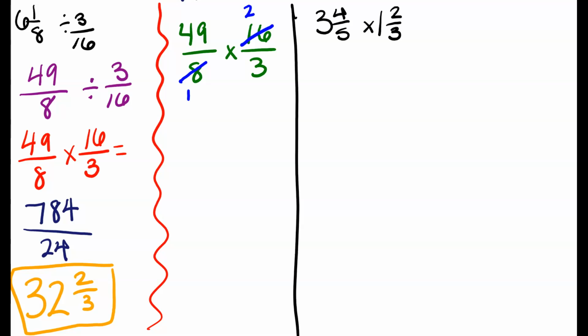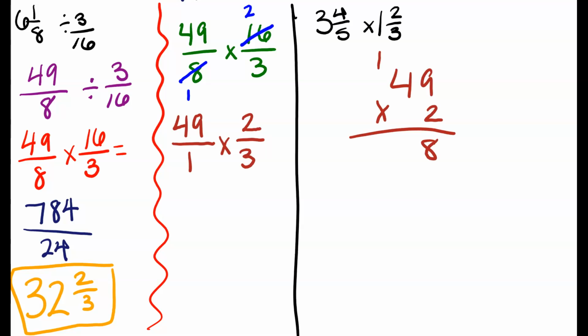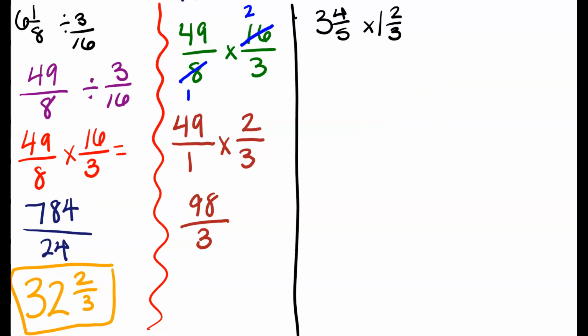I don't know 49 and 3 off the top of my head. I don't really think that 3 can go into 49, so I'll just leave those the same. Doesn't matter to me. And now my problem reads 49 over 1 times 2 over 3. And that's a little bit easier to do in my head. 49 times 16 was challenging, but 49 times 2, 9 times 2 is 18, 4 times 2 is 8, plus 1 is 9. So that gives me 98 divided by 1 times 3, which is 3. And I can do that as well.